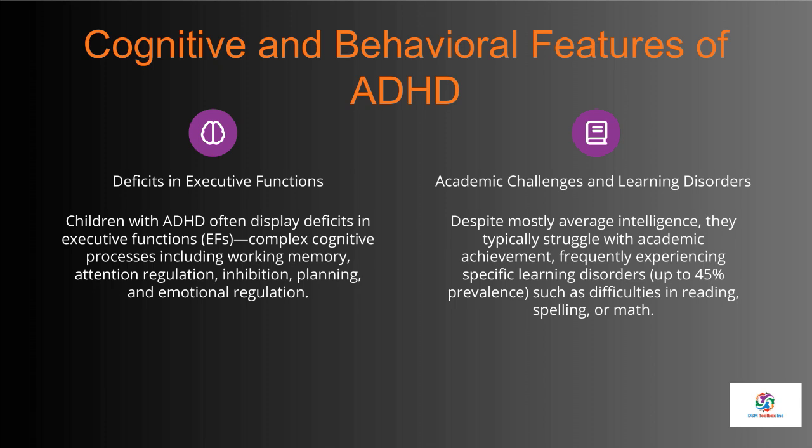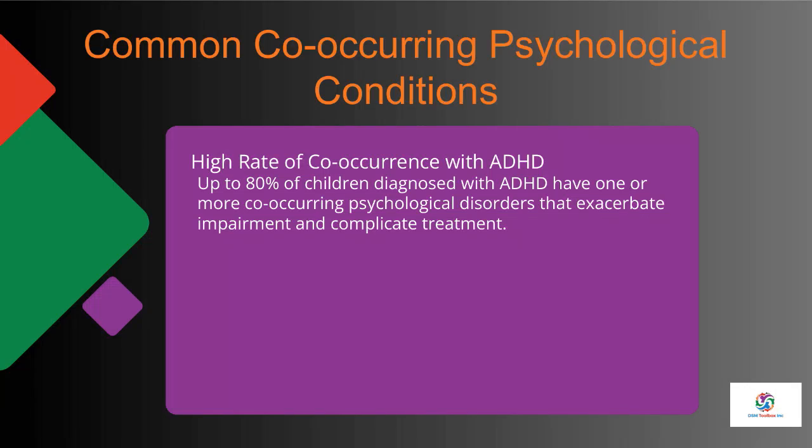When we look at children diagnosed with ADHD, it's important to understand that many of them don't just face challenges from ADHD alone. In fact, up to 80% of these kids also have one or more additional psychological disorders. These co-occurring conditions can make their symptoms more severe and create extra challenges when it comes to treatment. Recognizing these overlapping issues is crucial because it helps us tailor interventions that address the full range of difficulties the child may be experiencing, rather than treating ADHD in isolation.